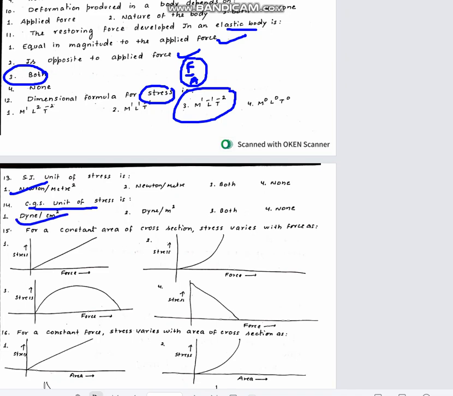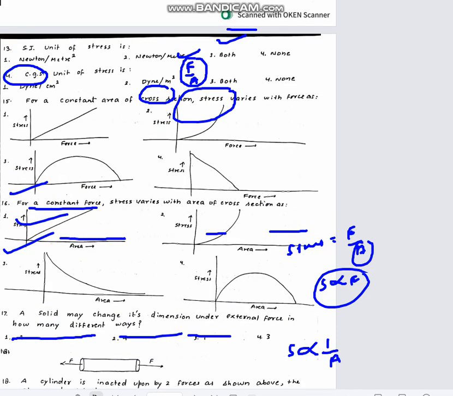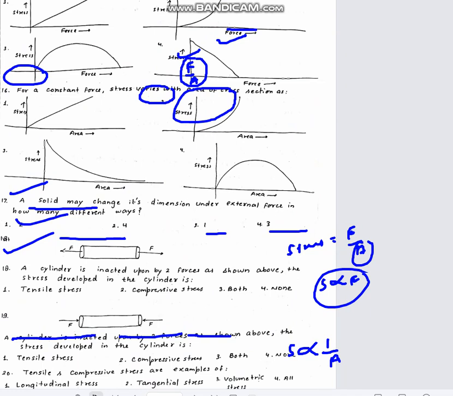Next is a graphical question in which area is constant and variation of stress with force is asked. So as we know that stress is equal to force by area. Area is constant, so stress is proportional to F. So graph will be a straight line as given by the first curve. Next is, for a constant force, stress with area of cross section. So obviously for a constant force, stress is proportional to 1 by area. So graph will be a rectangular hyperbola as shown by curve 3.